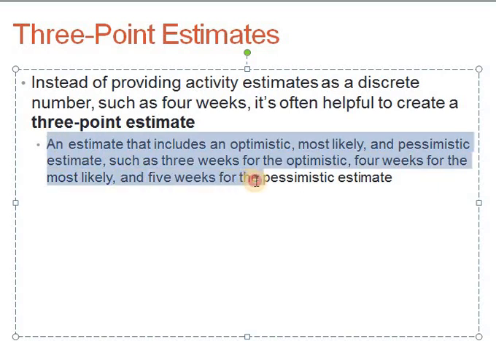An estimate that includes optimistic, most likely, and pessimistic estimates. So these are the 3-point estimates. Now in the next slide we will see what the optimistic, most likely, and pessimistic estimates are. Such as 3 weeks optimistic, 4 weeks most likely, and 5 weeks for the pessimistic estimate, about which we were saying that the activity will take 4 weeks.